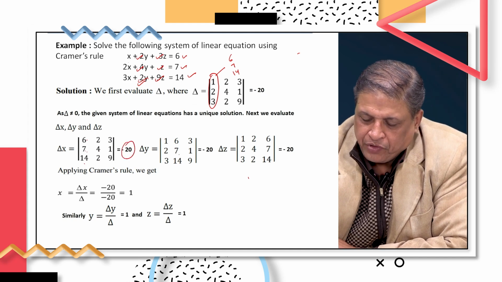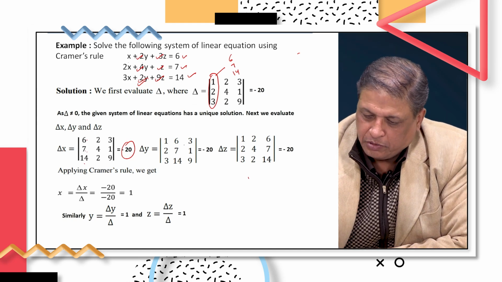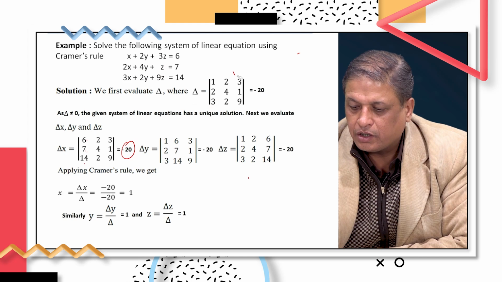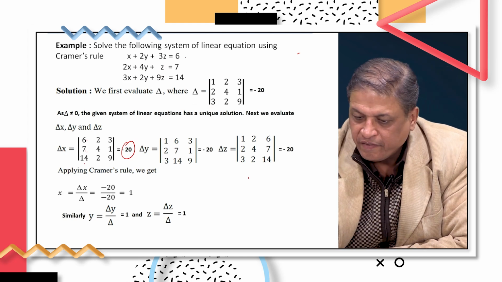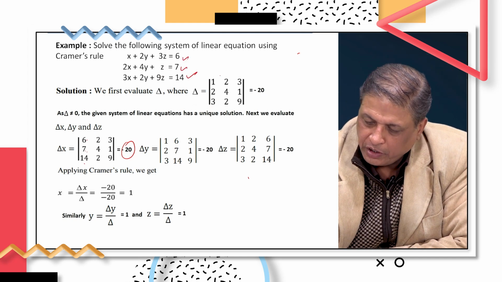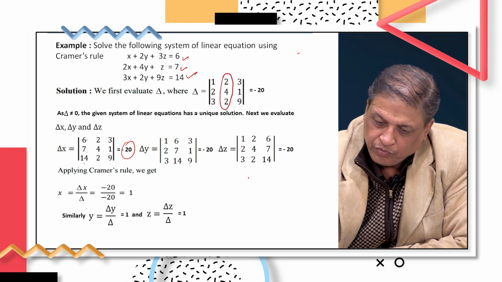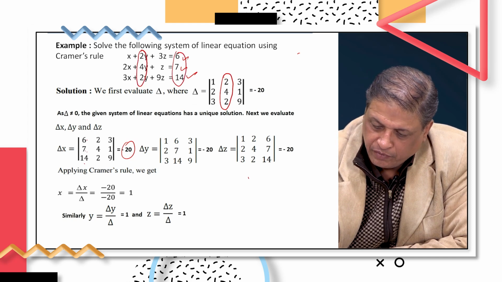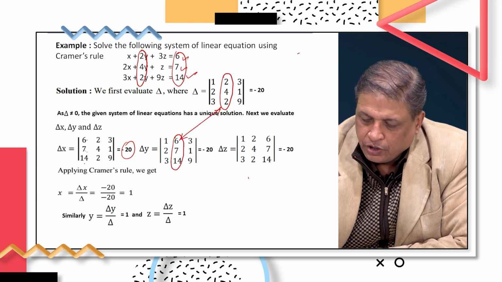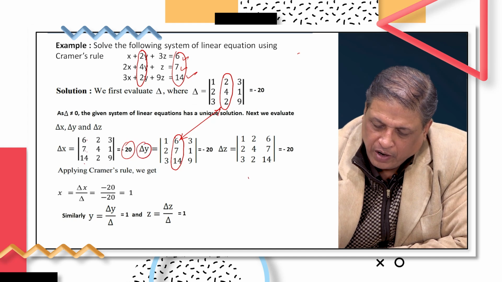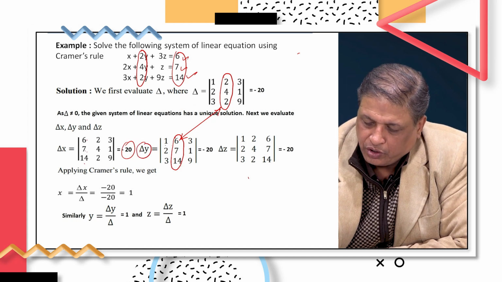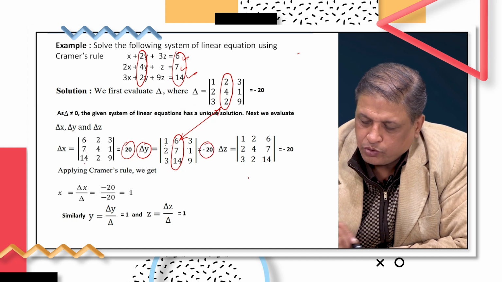Similarly, delta y. Delta y means the second column is to be replaced by d1, d2, d3. Now, what are d1, d2, d3 in these equations? The d1, d2, d3 values are 6, 7 and 14. So, we replace b1, b2, b3, that is 2, 4 and 2, by 6, 7 and 14. So, we have delta y, a new determinant 1, 6, 3, 2, 7, 1, 3, 14, 9, and the result turns out to be minus 20.